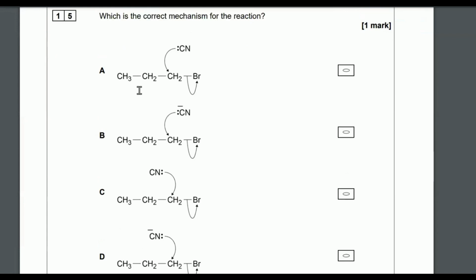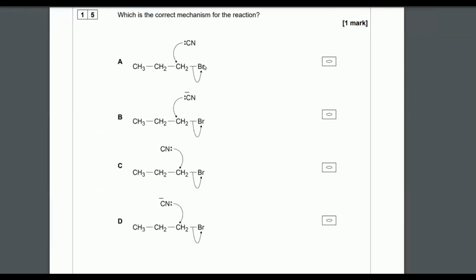Now 15, which is the correct mechanism for the reaction. I'll minimize this so we can get it all in the shot. There's something wrong with 3 of these, and this one is missing a negative sign on the nitrile, so get rid of that. That one has got the sign and it's attacking the carbon, and the bromine's breaking off in the right way. That's correct. B's correct.